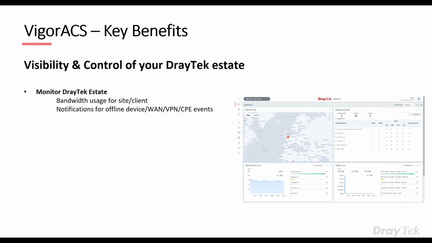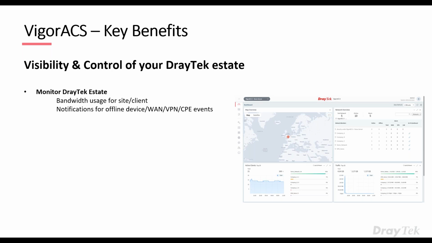Let's cover some key benefits of what ACS can provide. Essentially, you're getting full visibility and control of your DrayTek estate. You can monitor the overall bandwidth usage per network, per site, break it down to each individual WAN interface, and we can delve into which client at that local site is generating the traffic as well.